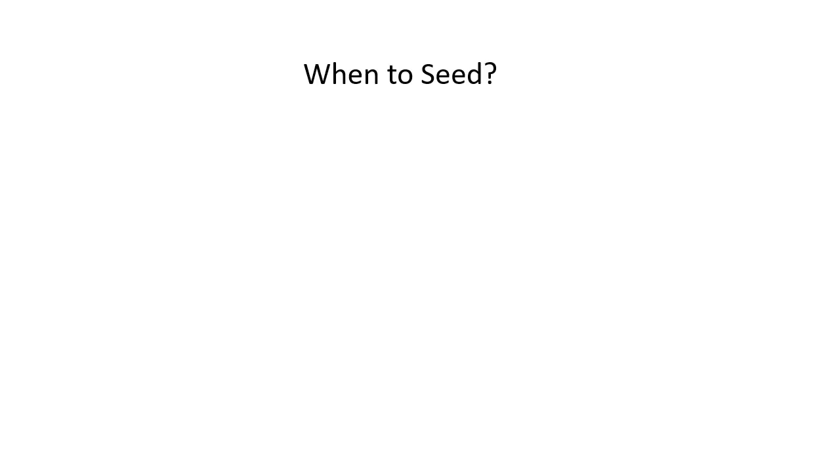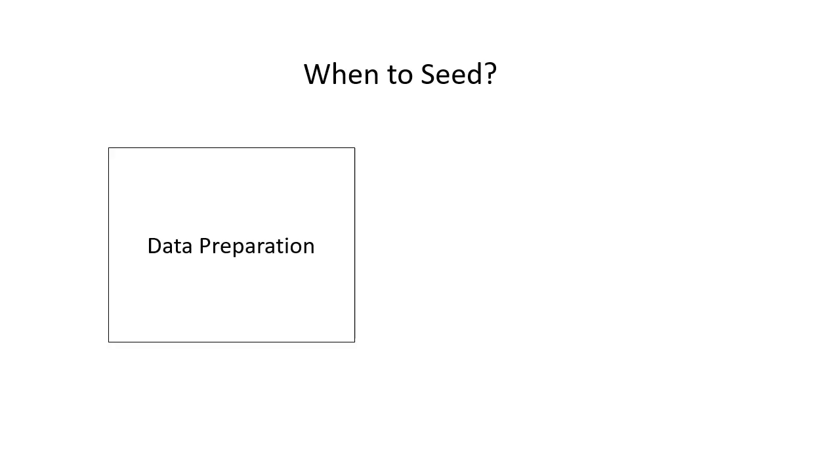Let's talk about when to seed. There are times during predictive modeling projects when you want to consider seeding a random number generator. Let's look at two cases. The first is data preparation. Data preparation may use randomness, such as a shuffle of the data or a selection of values. Data preparation must be consistent so that the data is always prepared in the same way during fitting, evaluation, and when making predictions with the final model.